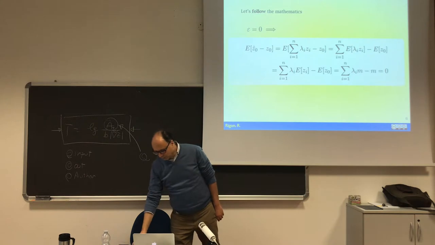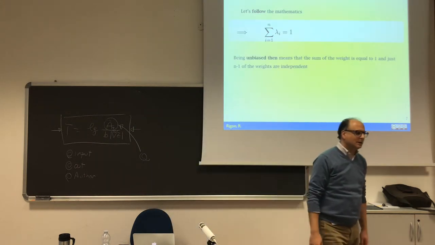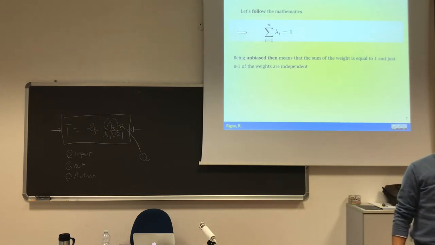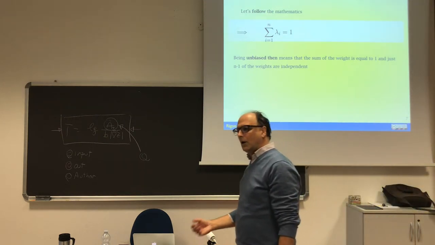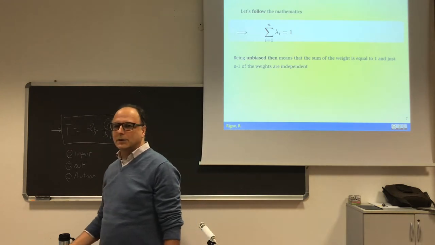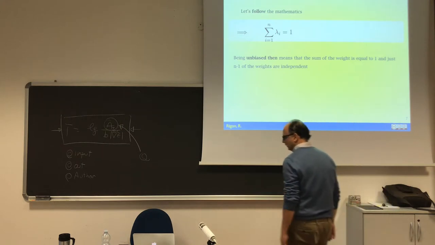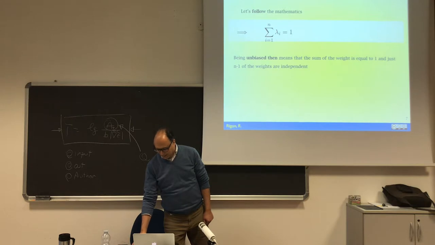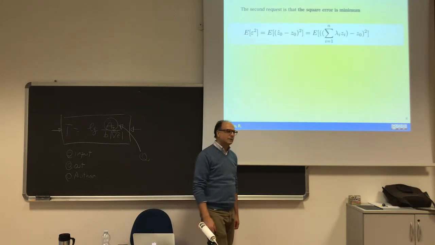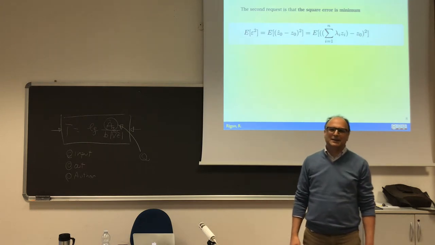If this is true, it follows that the sum of the lambdas is 1. So saying that we want an unbiased linear estimator of the quantity, we say that the sum of the weights is equal to 1. And so we know something more about the weights. But this is not enough to establish what the lambdas are.